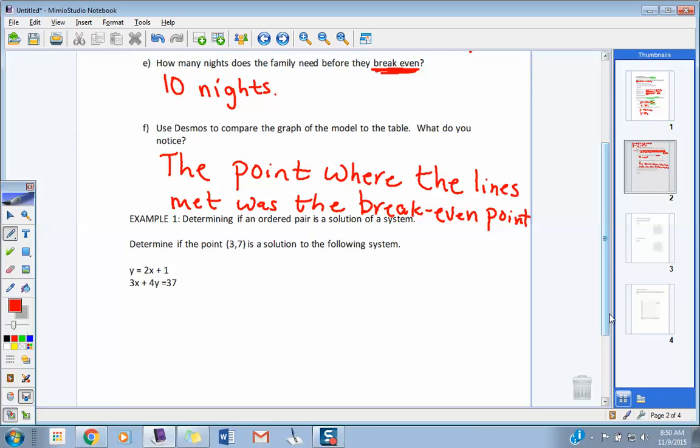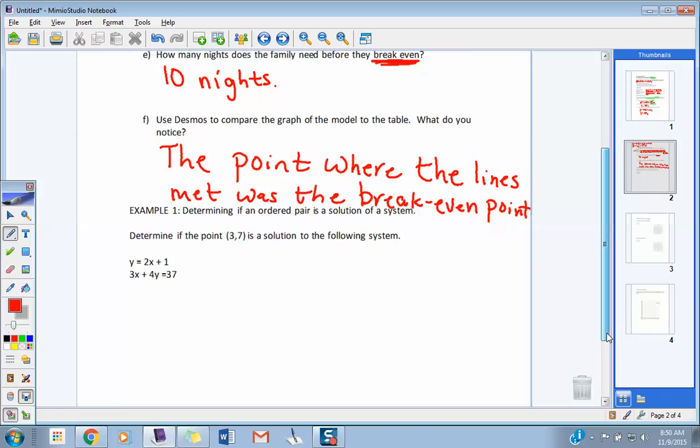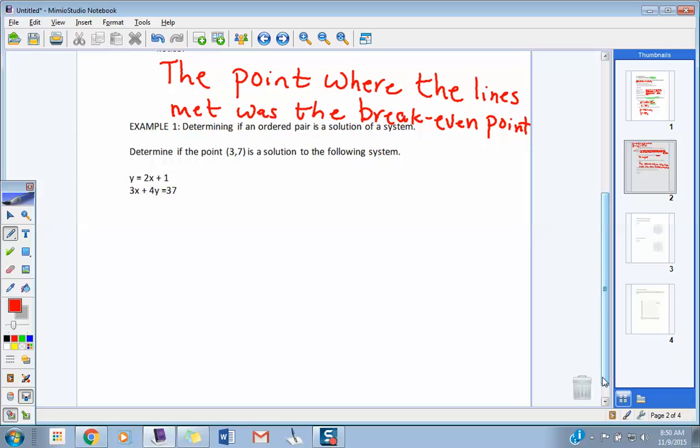So are you guys understanding what it is when I say, hey, here's a system of equations? You understand what it is that you're looking for right now? What are we looking for from now on? Okay. Point where they meet, break-even point, or a solution. The point that's on both lines at the same time, however you want to describe it. All right, so let's get started with the examples we need to make sure that we're clear on.